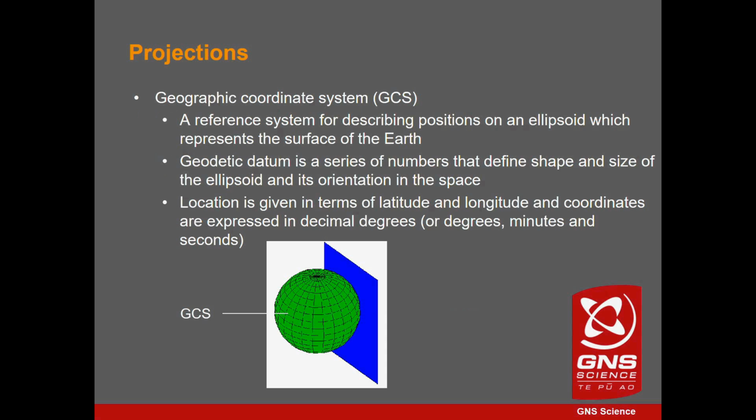A geographic coordinate system is a reference system that describes positions on an ellipsoid, which is the representation of the Earth's surface. A geodetic datum is a series of numbers that define the shape and size of the ellipsoid and its orientation in space. Location is given in terms of latitude and longitude, and coordinates are expressed in decimal degrees or degrees, minutes and seconds. So that's referring to the position of something on the globe.